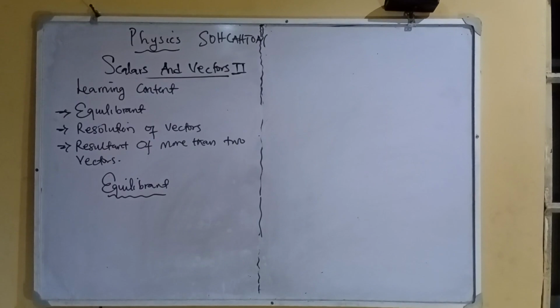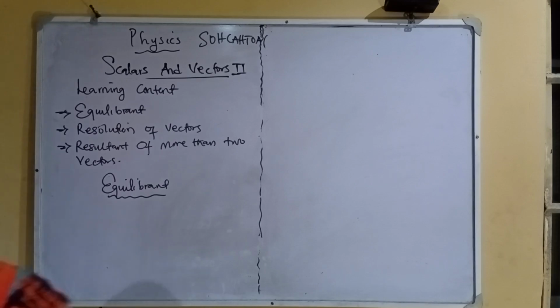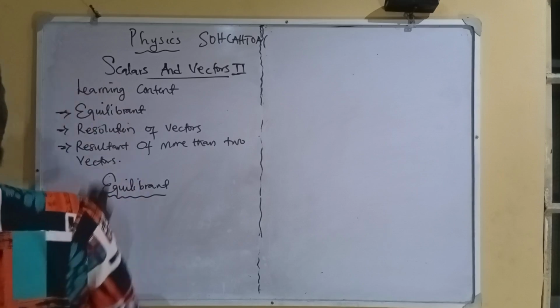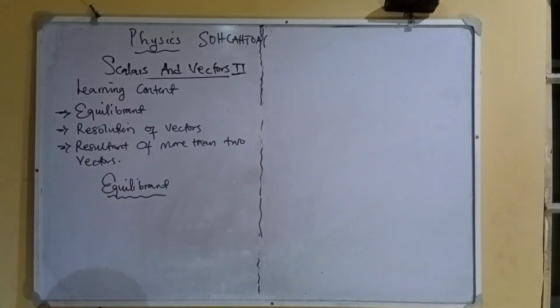All right, in the last part of scalars and vectors, we will consider the following learning content: equilibrants and resolution of vectors, and the resultant of more than 2 vectors. Now, if we are to look at equilibrant, from the word equal, it means equal. So if we are considering forces, we are talking about equal forces but in the opposite direction.